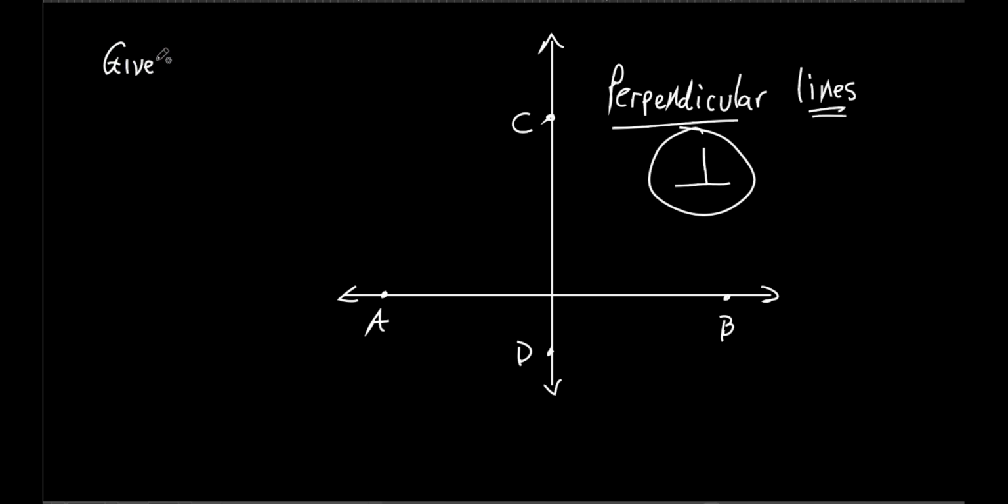Again, a lot of times they'll use the word given. So they'll say line AB, it is a line, all right? So line AB is perpendicular. So what's the symbol for perpendicular? It's this little up and down and across one, the upside down T. So line AB would be perpendicular to the other line. What's the other line?